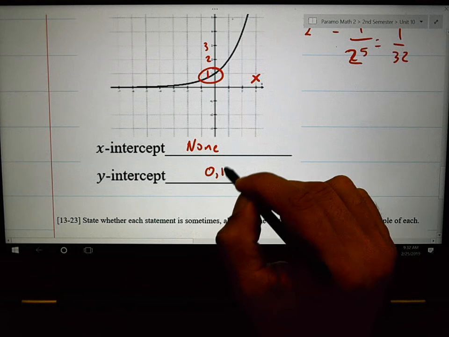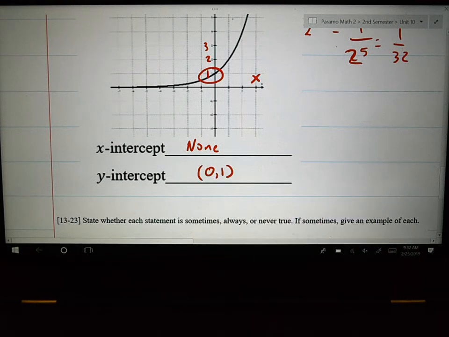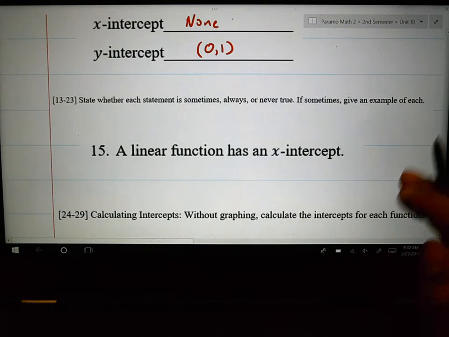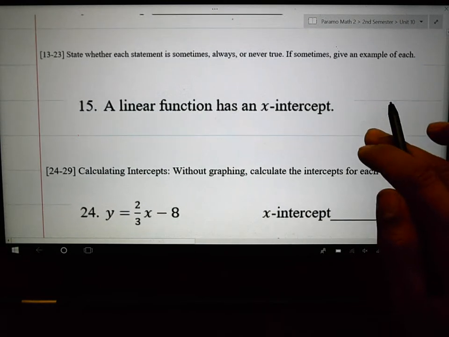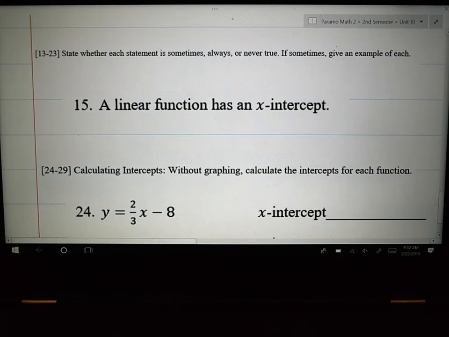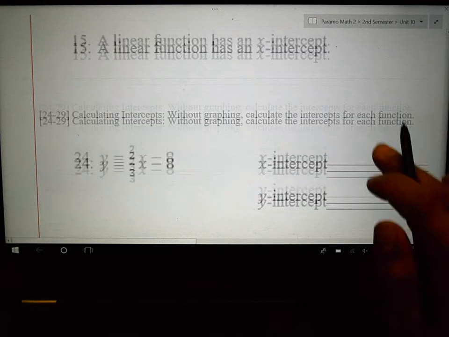If you said 0, 1, I heard a lot of correct answers. I heard about 4 people get it right this time. Good job. There's 4 people who can get these questions right on the quiz and test. Good. I want more, though. I want more. Number 15 is my next example. We only have 2 more examples and we'll be done.